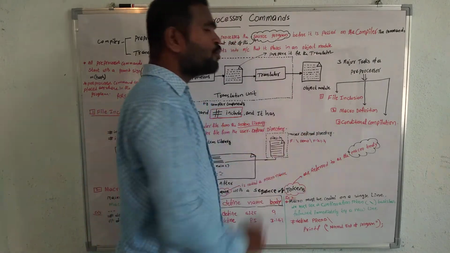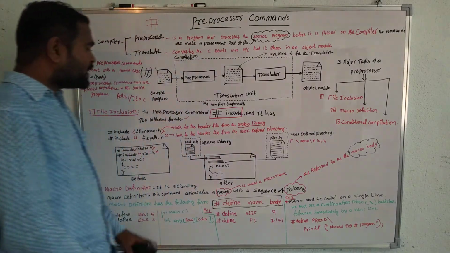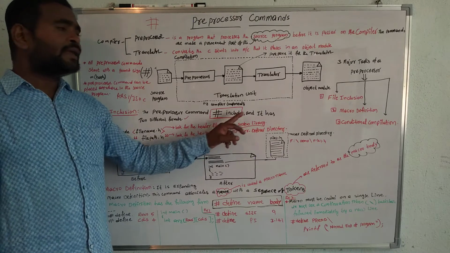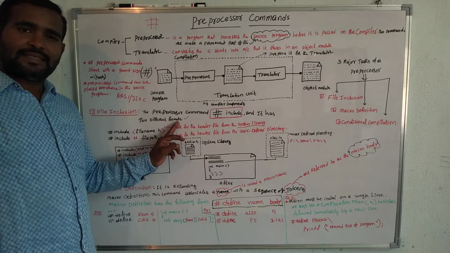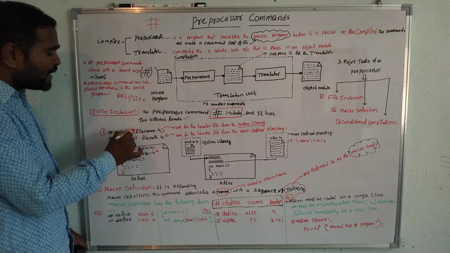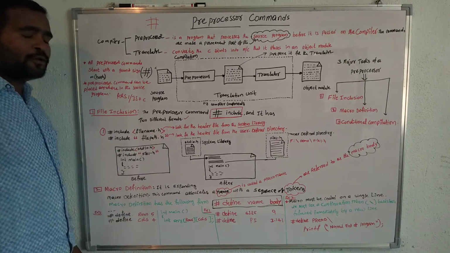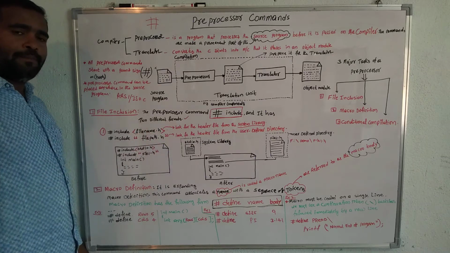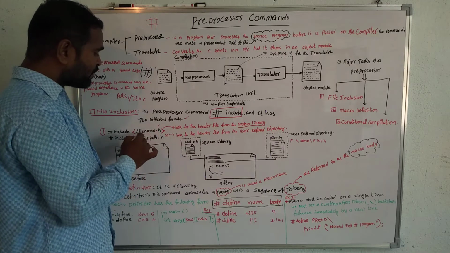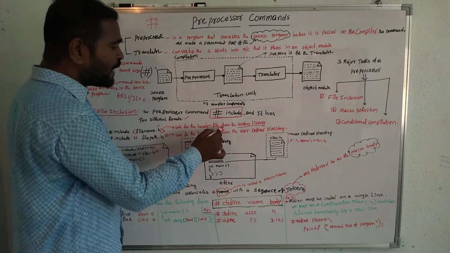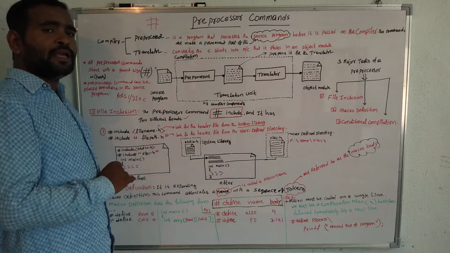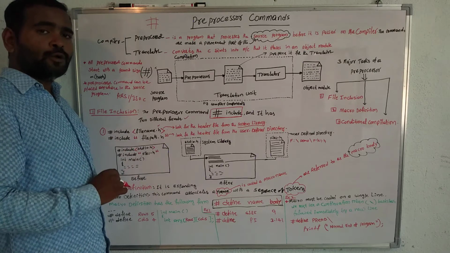Now I am going to discuss file inclusion. What is meant by file inclusion? The preprocessor command hash include has two different formats. The first format is hash include within angle brackets. Within the angle brackets you mention a particular file name. That means look for the header file, filename.h, from the system library. So it searches in the system library whenever you mention angle brackets.